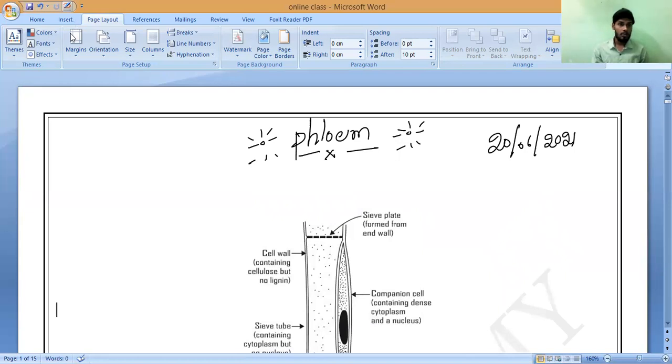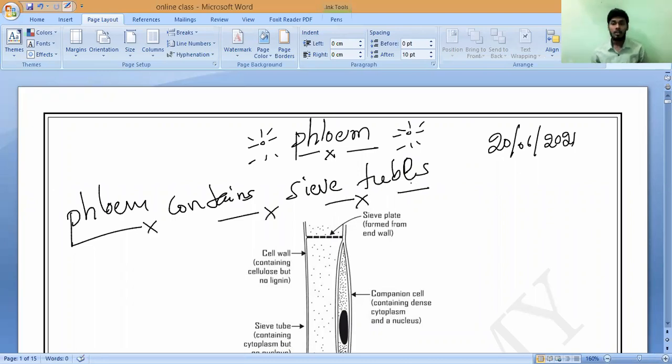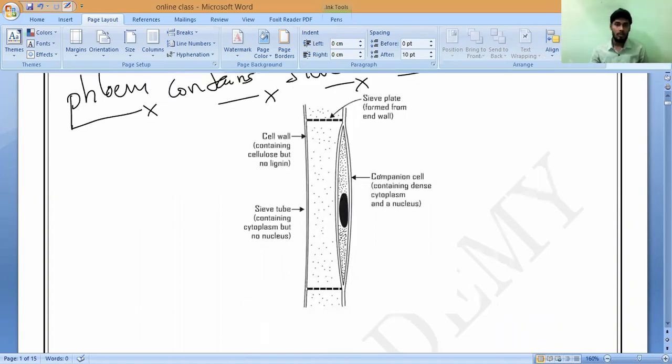Phloem contains sieve tubes. I have taught you the meaning of sieve tubes. They are also long tubes like xylem vessels, but at the joining points where the tubes join together, they are not completely broken. Correct or not? Something is present here in this picture also. What is phloem? I gave you the definition in the last class.